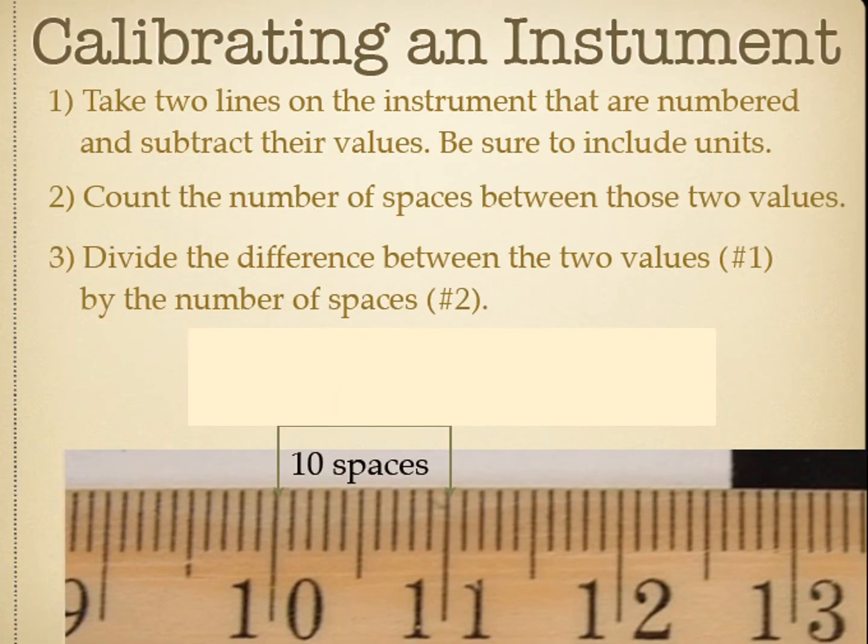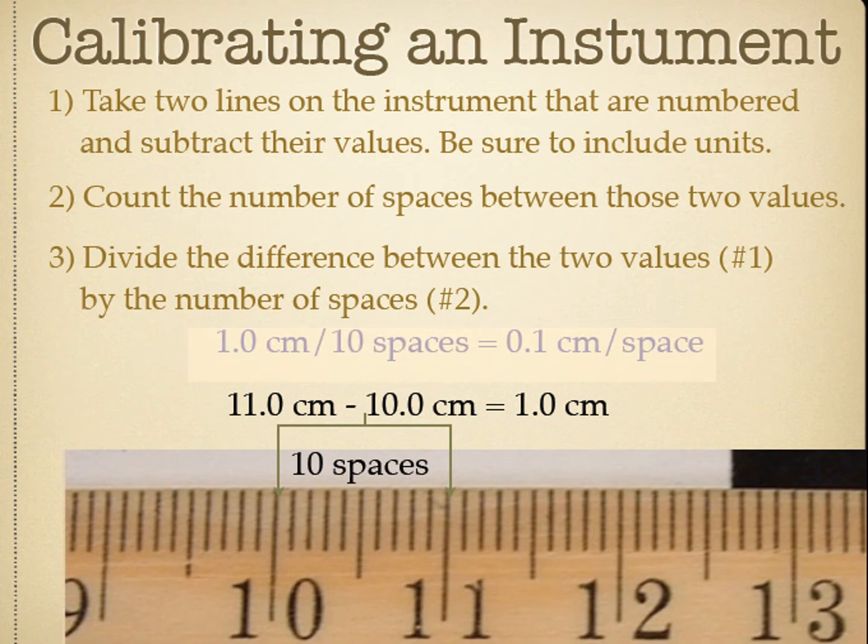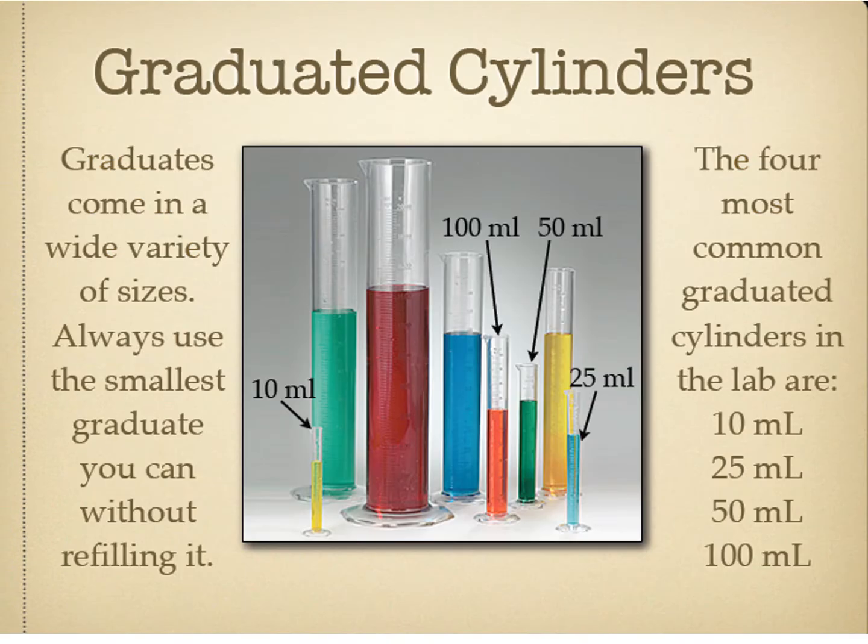So here, a quick example again. We have 2 lines, one at 10, one at 11, so it's 1 centimeter. There's 10 spaces, so it's always 0.1 centimeters per space. And that's for all metric rulers that you are going to use.